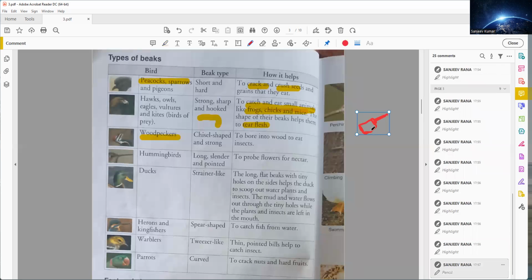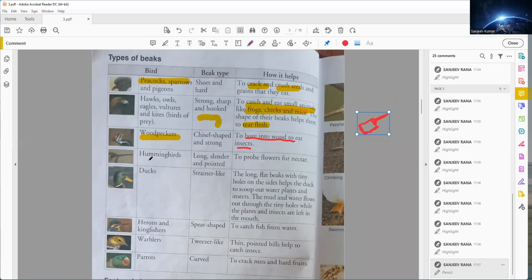Its front edge is actually sharper, and with it they carry out or put a groove into the wood, any kind of carpenter work they are doing. So this is the chisel shape, sharp from the front. So woodpeckers have sharp edges in front of the beak so that they can bore into the wood to eat the insects. If a woodpecker is nearby, you will have heard a continuous tak tak tak tak sound. That is a woodpecker. We say a woodpecker sound.